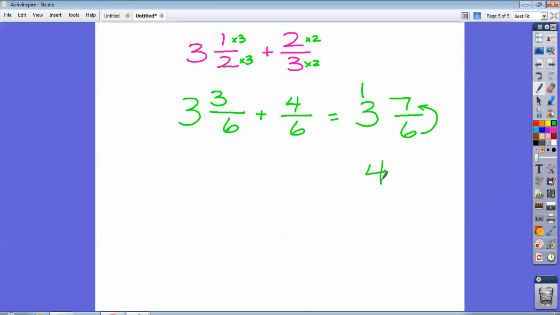And then there's 1 left over, and then 1/6. Denominator stays the same. And my boxed answer so that I don't accidentally think my final answer was 3 and 7/6. Okay? Questions? Comments? Concerns? All right. C-dub 3 and 4.